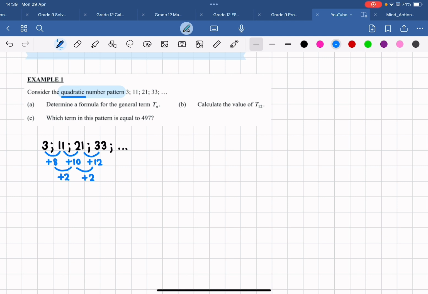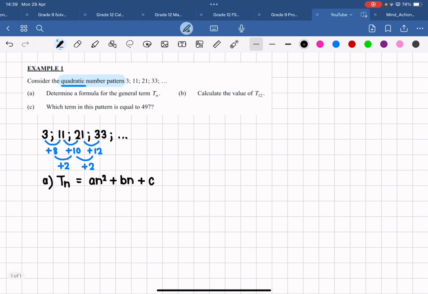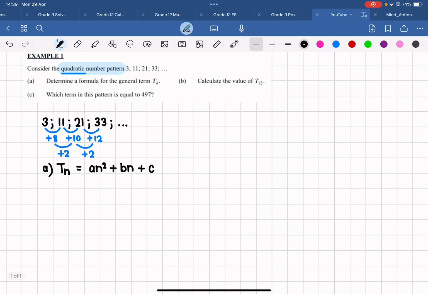between our first differences. Now for A, they are wanting us to write a formula for the general term Tn. Remember, for a quadratic number pattern, Tn is an squared plus bn plus c. So from here, you need to know a few formulas. The first of these formulas is that 2a is equal to the second difference, the constant second difference. Remember, that is what makes it a quadratic number pattern.